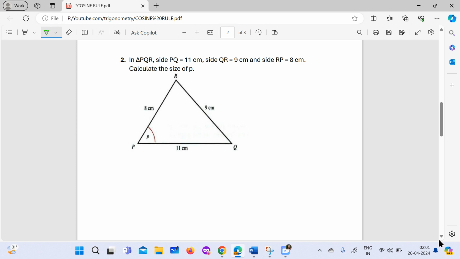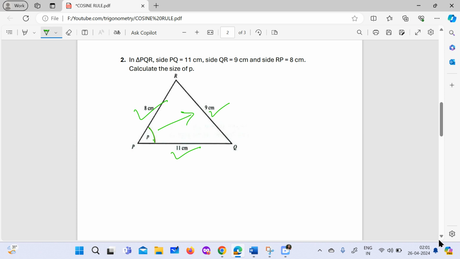In triangle PQR, PQ is equal to 11 centimeter, QR is equal to 9 centimeter, and side RP is equal to 8 centimeter. Calculate the size of angle P. Okay, so this angle we have to find, and the opposite side is given. So we rewrite our cosine rule.